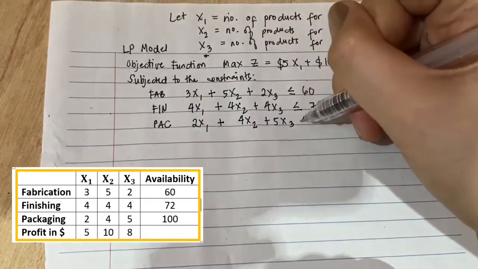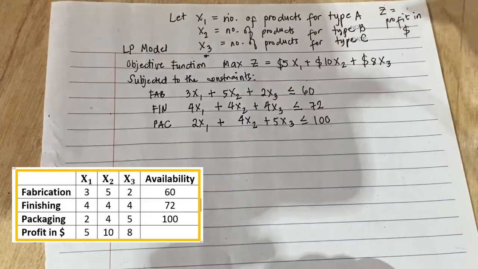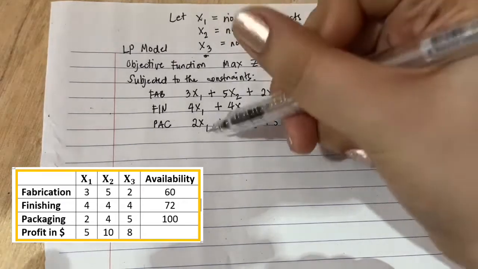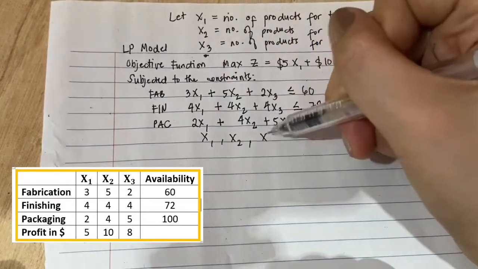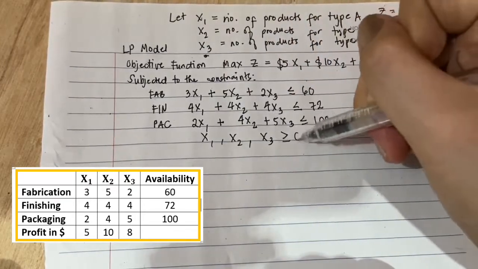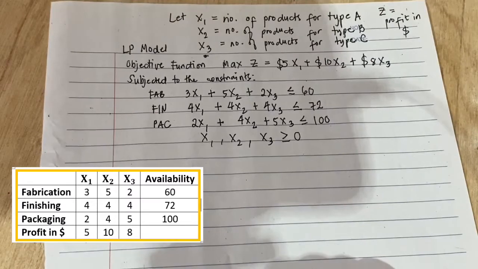So the good thing with having a table before creating a linear programming model is that you can just copy and paste automatically in creating the model, and of course, in creating your tableaus or tables. Okay, and don't forget your non-negativity constraints, so that all your answers should be positive, no negative answers.